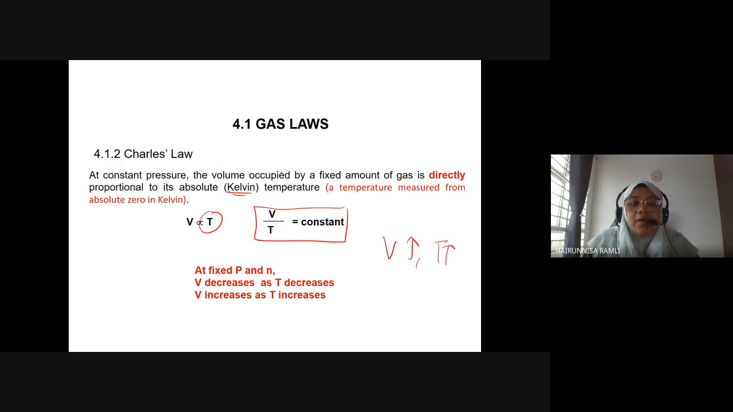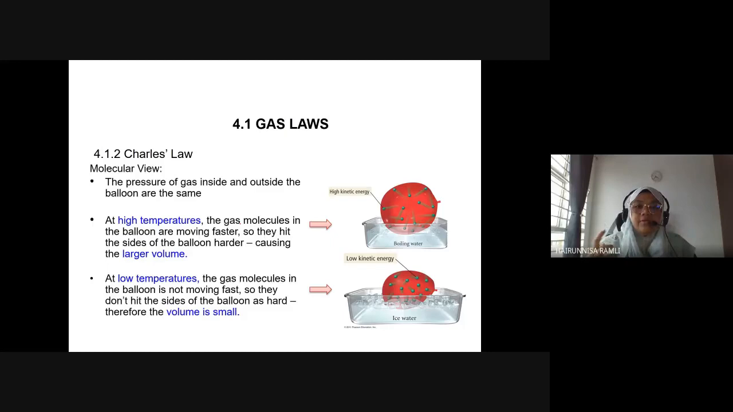Okay, so how do we explain it in terms of the molecular view? What actually happens inside? You have to know that the pressure of the gas inside and outside of the balloon is the same. Let's look at a balloon example in this case. We assume the pressure is the same. So at high temperature, for example, we put the balloon in boiling water, the gas molecules in the balloon are moving faster.